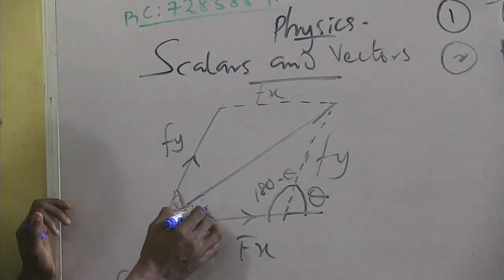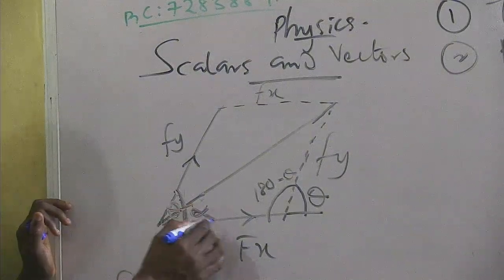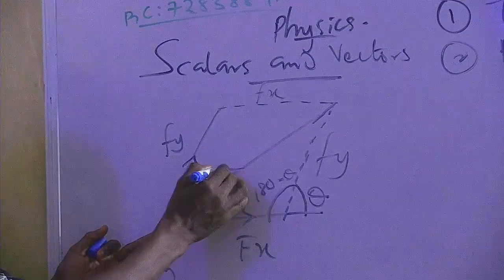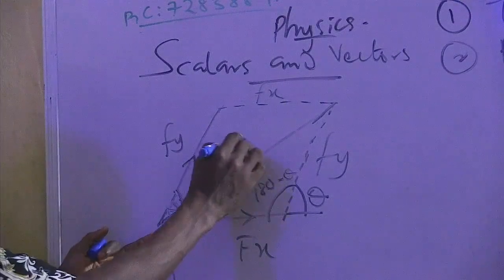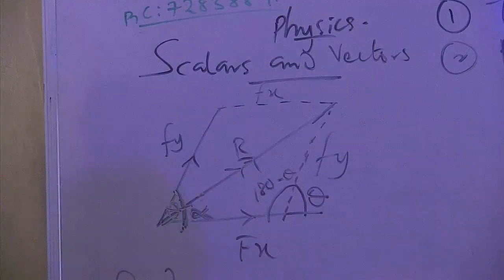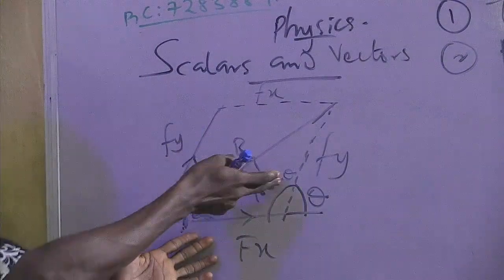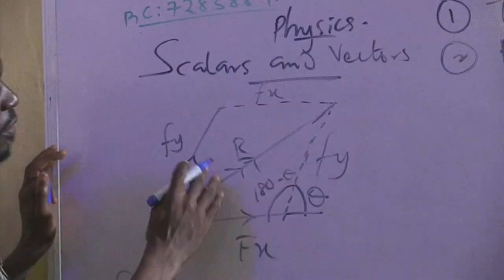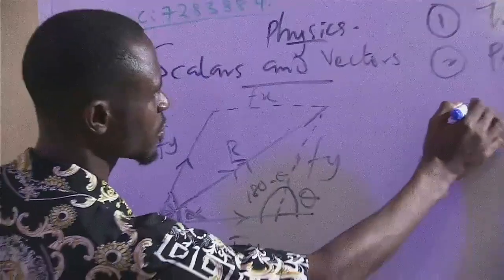So this side, let me just call this side alpha, and this side now is going to give me my direction for my resultant. I'm going to be using this theta to determine my direction, because you can have a question that says calculate the direction of the resultant. So at this point now, let me bring out my triangle. You are going to ask something like this.